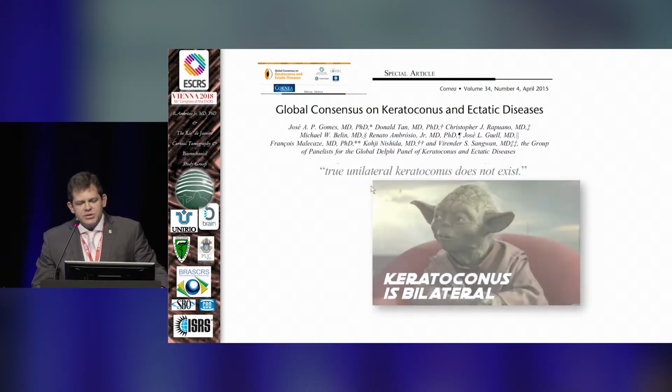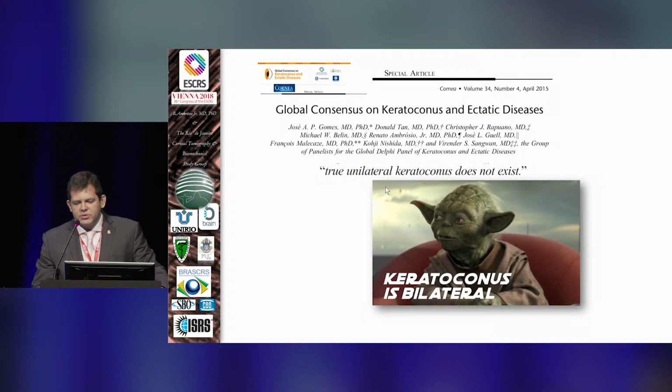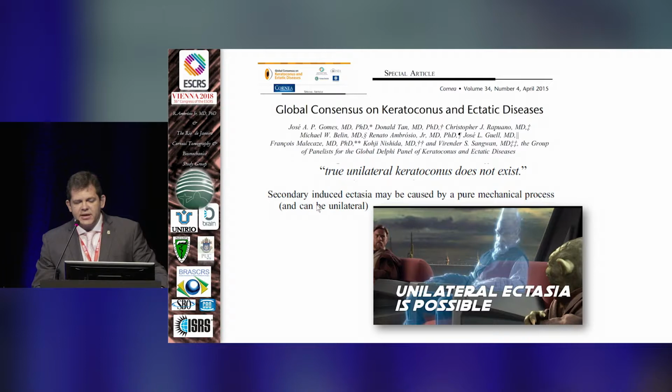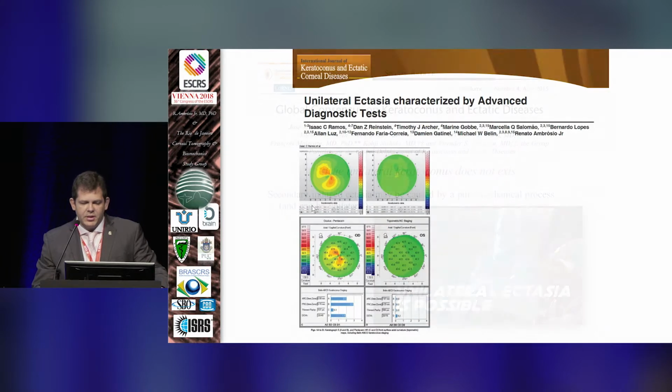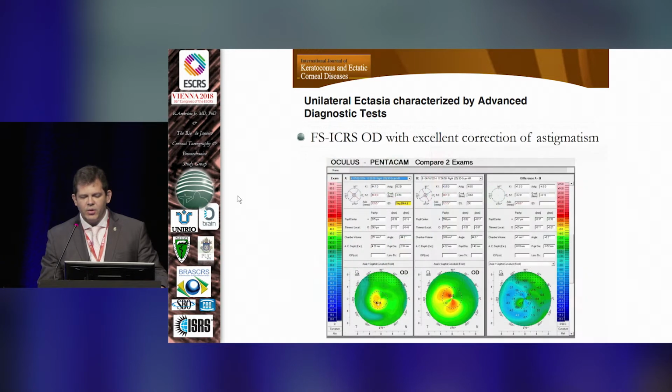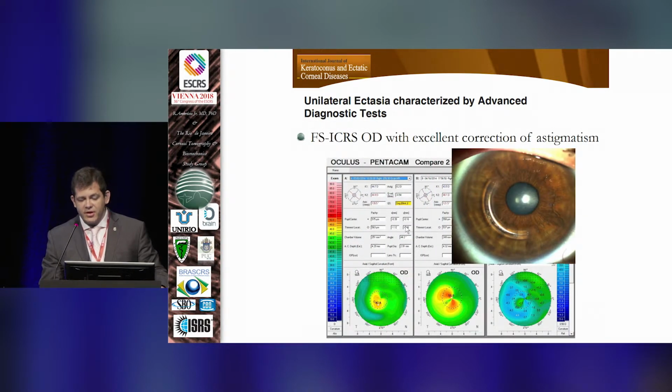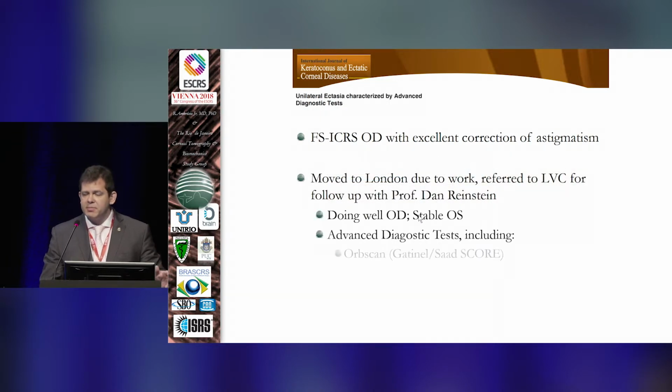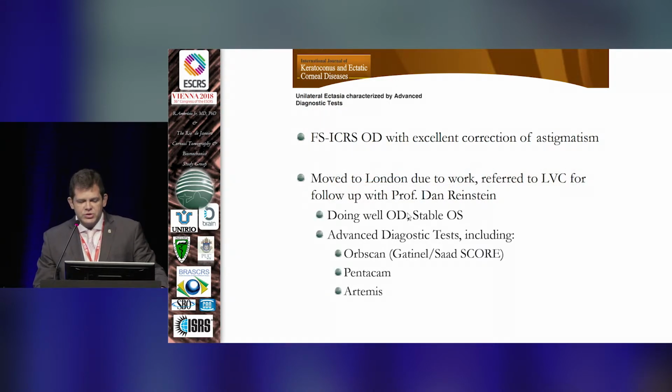The global consensus came that true unilateral keratoconus does not occur, but secondary ectasia can occur, and I would say can occur in any eye, and definitely can be unilateral. This is one of the best unilateral cases. This patient came as a unilateral ectasia presentation. The fellow eye is 20/15, and the fellow eye is stable. The right eye had a Intacs ring implantation, did very well, and those cases typically do well because the corneas are not so soft.